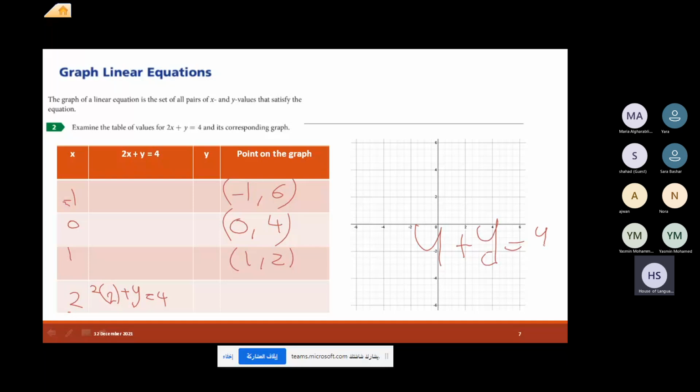How will you find y? As we said before in module 2 or module 1, what do you have to do? Okay, here, if you have 4 plus y equals 4, how will you solve y? How do you solve the variable? Y is added to 4, gives you 4. Is it right?